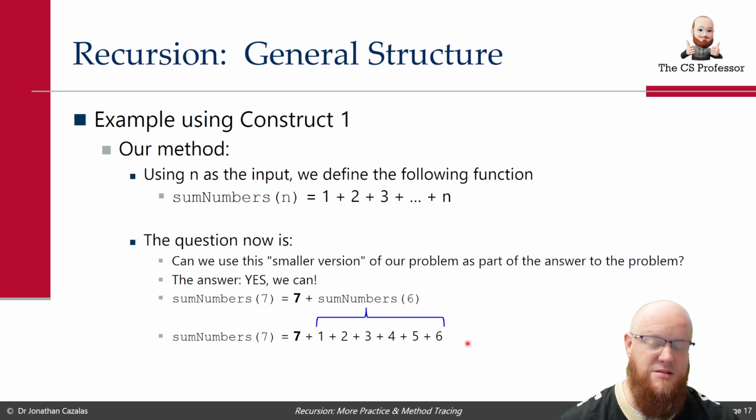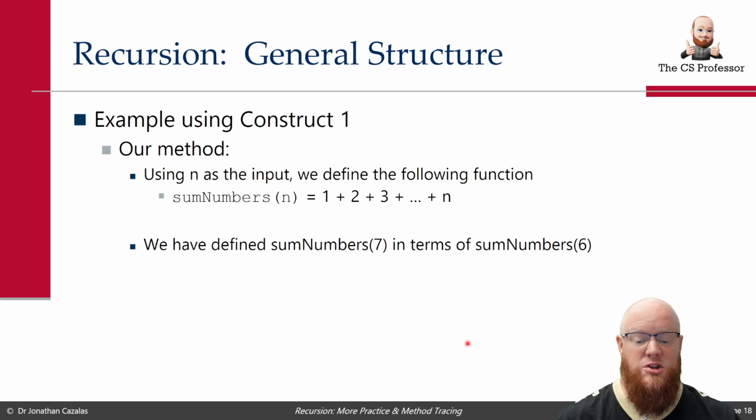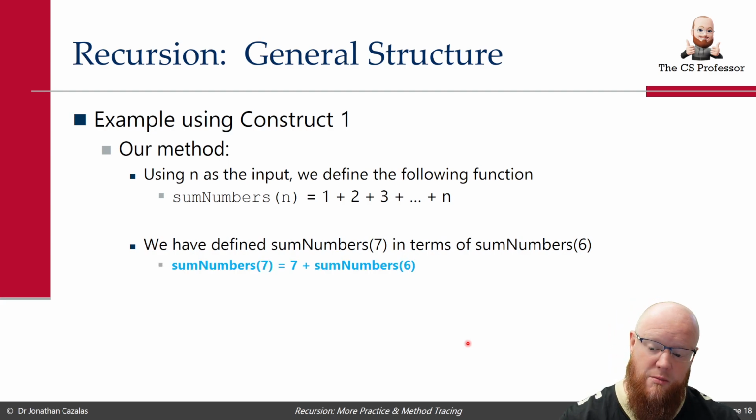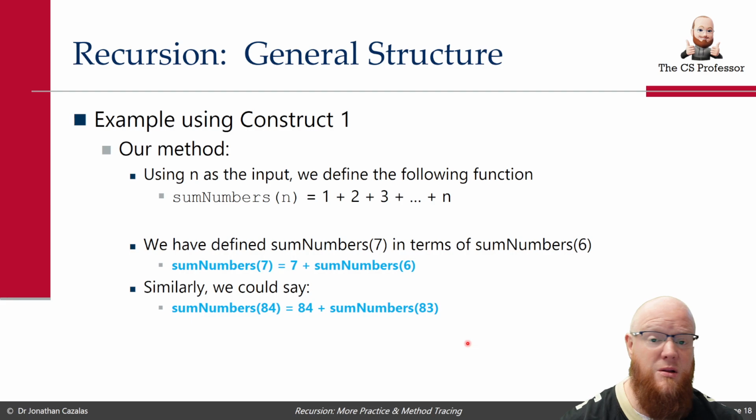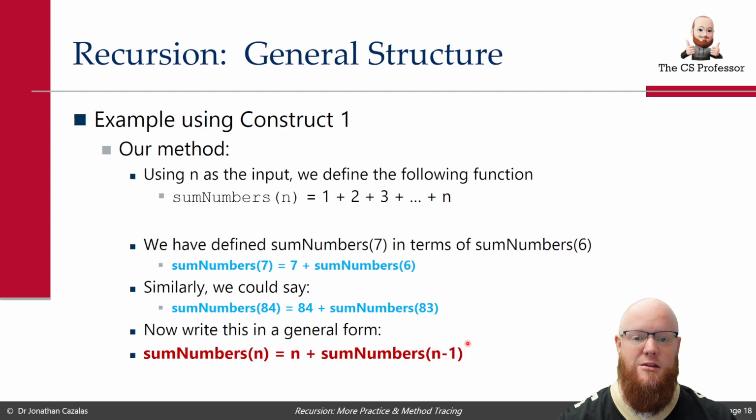But the final 6 numbers are really sum numbers of 6. So the answer to sum numbers of 7 does in fact contain sum numbers of 6. So we've defined sum numbers of 7 in terms of sum numbers of 6. Similarly, we could say sum numbers of 84 equals 84 plus sum numbers of 83, leading us now to this general structure: sum numbers of n really equals n plus sum numbers of n minus 1.